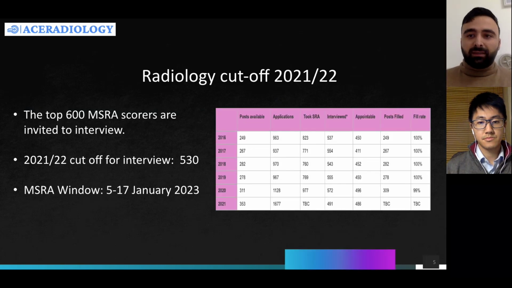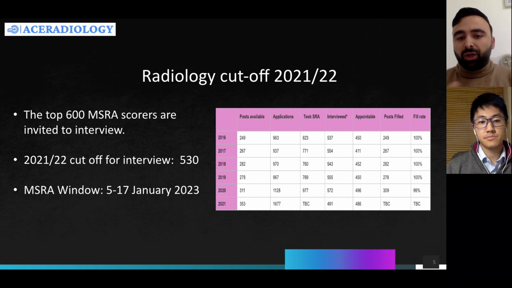Now, specifically, as this is about radiology, we'll talk about radiology cutoff scores. So for 2021 to 2022, it was used as a shortlisting tool to shortlist the top 600 scoring applicants to go to the next stage, which is the interview stage. As you can see, around just shy of 1,700 candidates applied for 350 posts. And out of that, just below 600 were actually interviewed. Year on year, the cutoff score that you need to actually get an interview changes. So for radiology last year was around 530.